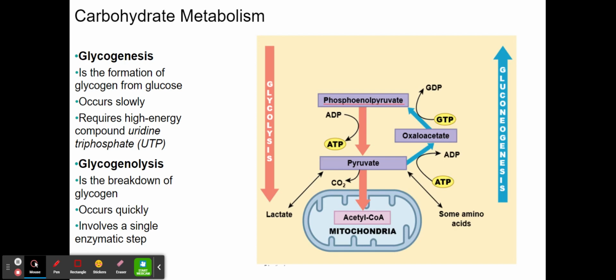The formation of glycogen from glucose, known as glycogenesis, is a complex process. It involves several steps and requires the high-energy compound uridine triphosphate, or UTP. The breakdown of glycogen, called glycogenolysis, takes place quickly and involves a single enzymatic step.